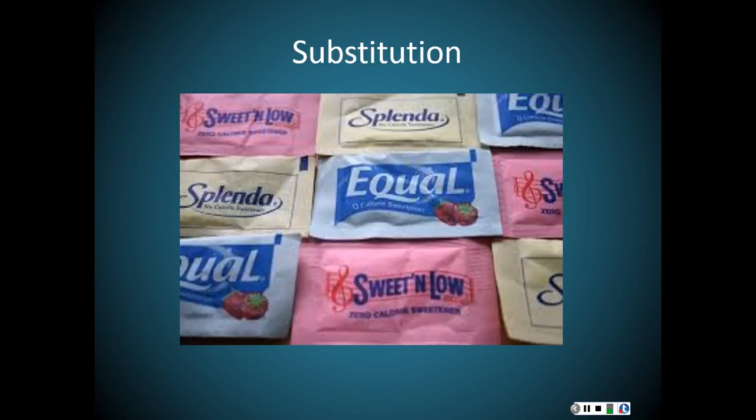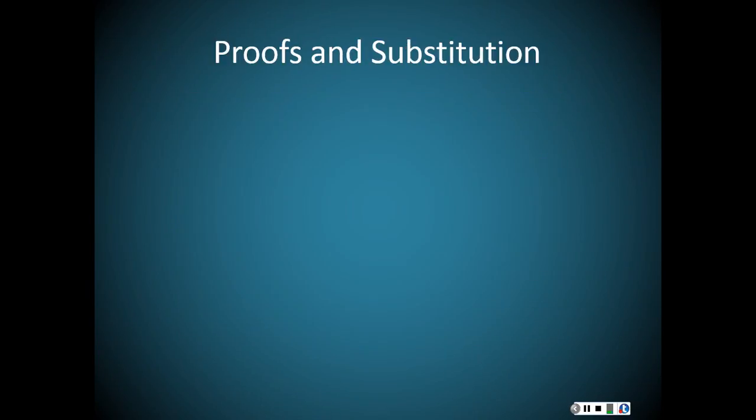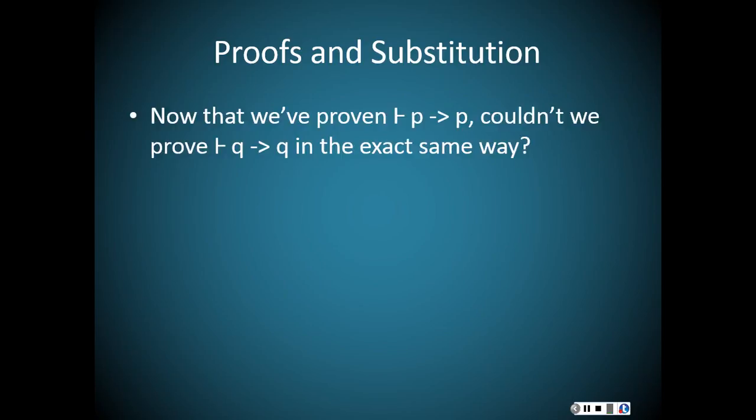Okay, so now that we've introduced the notion of a theorem, I want to note something that's a bit interesting about our proofs of these theorems. Note that since we've proven if P then P, we could also, if we wanted, prove if Q then Q in exactly the same way. Our proof of if Q then Q would look exactly like our proof of if P then P, except for the fact that every occurrence of P in the original proof would be replaced by an occurrence of Q.